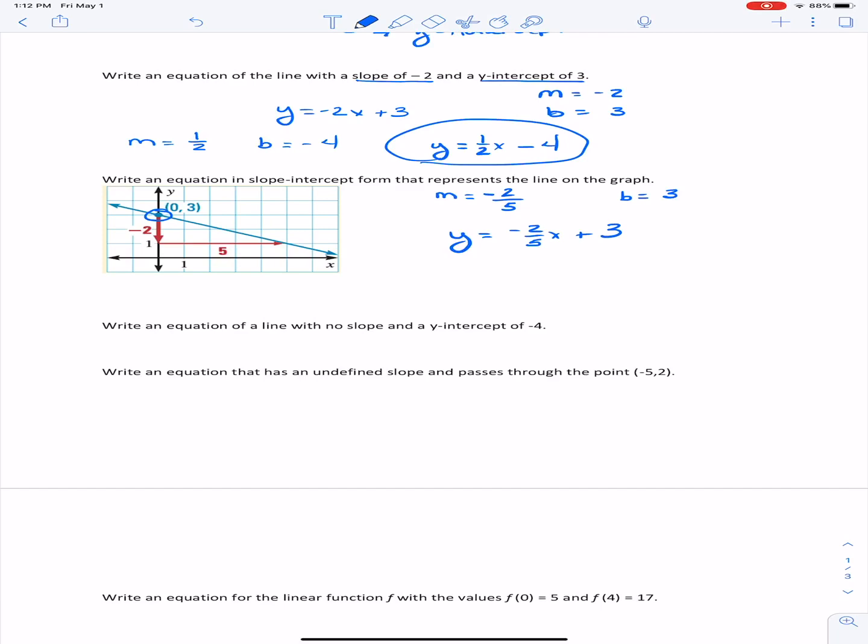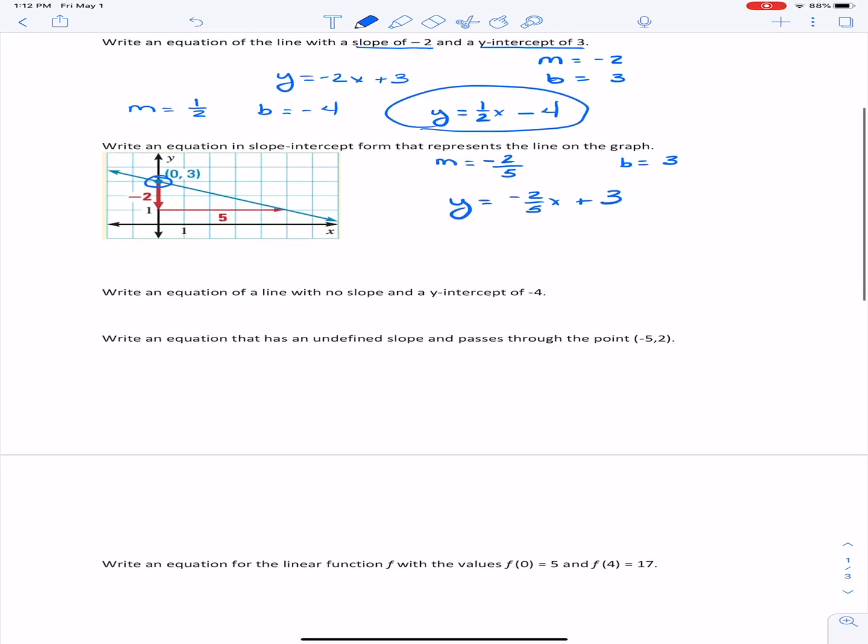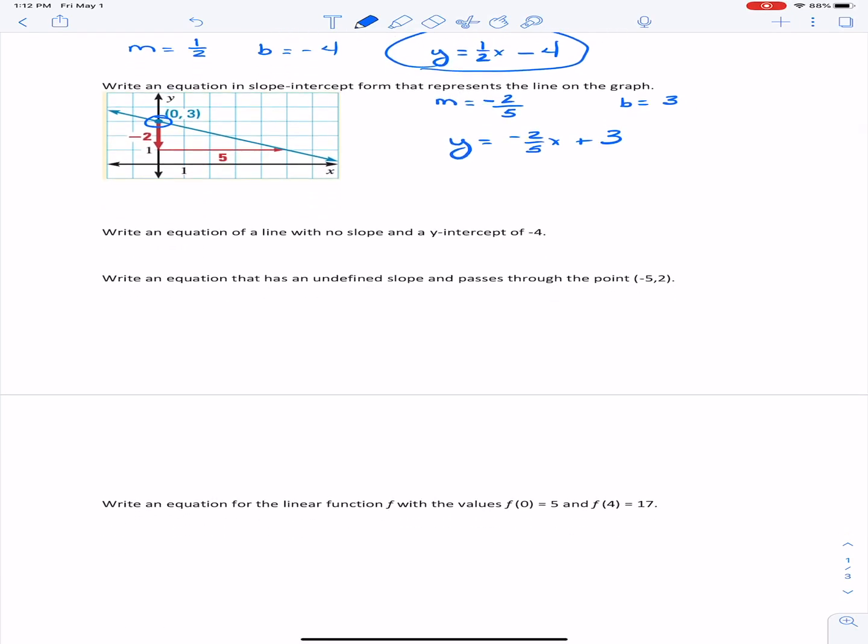Okay? Now we want to write an equation of a line that has no slope and a y-intercept of -4. Well, for lines that have no slope, our slope is equal to 0, and our y-intercept is equal to -4. So if we write our equation, y equals 0x minus 4. Now, 0 times any number is 0, so I don't really have to write this. So our equation is y equals -4. Okay? Let's look at our next problem.